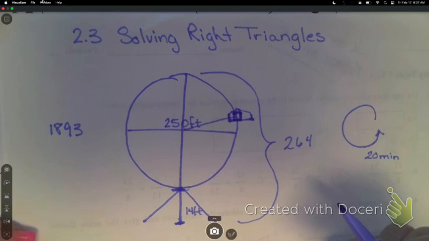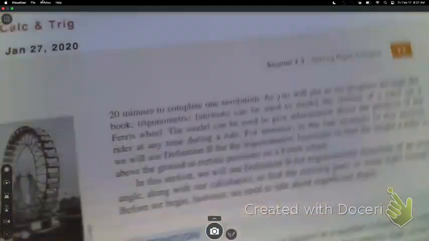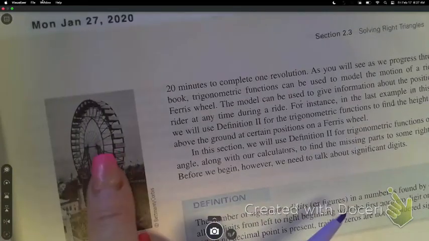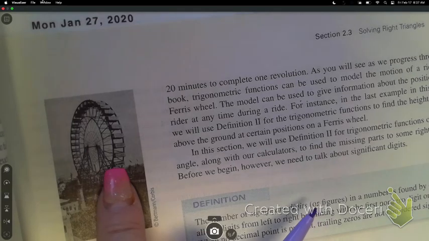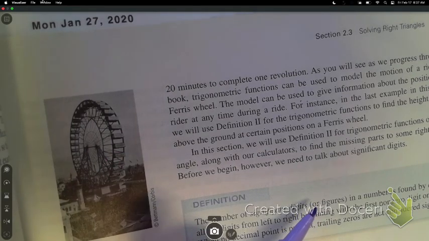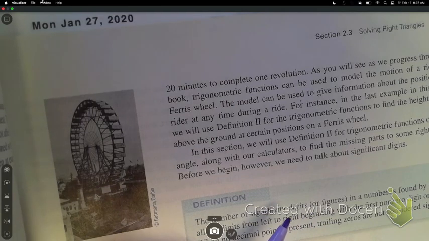They do have a picture in the book, but the space between the cars, like the space between the wheels, is long. See that? But it doesn't even look like they're very open. I don't know how many people they're going to put on that. I don't know, but that's crazy. It was 20 minutes?